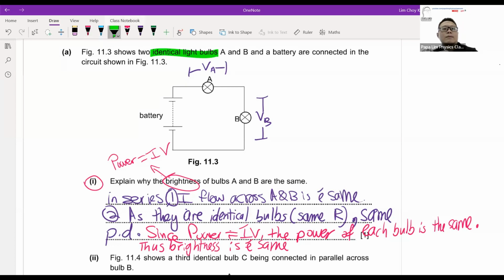Okay, so look at what I have done. I'm actually linking power with brightness. But it doesn't conclude brightness actually depending on volts or current; I actually look at both of them. So that's how I craft my answer, by looking at what the keywords I need to write are.